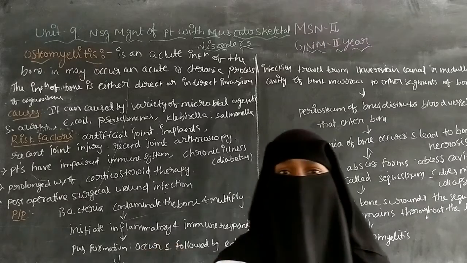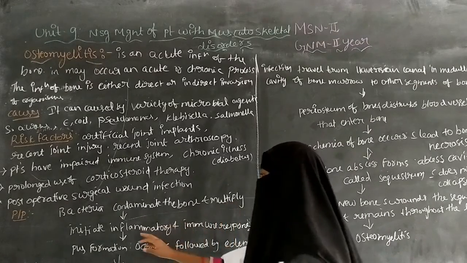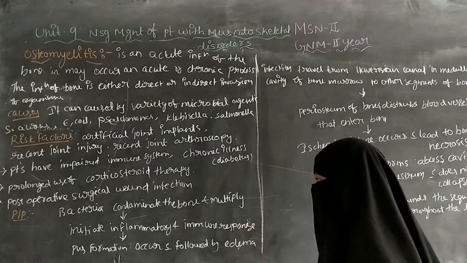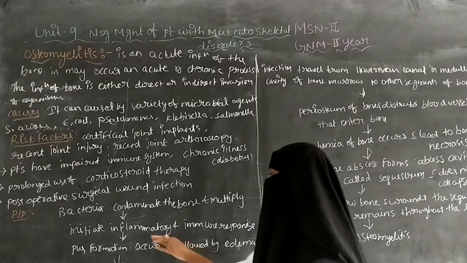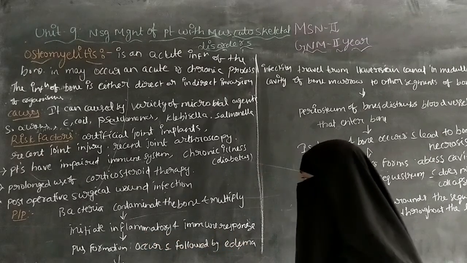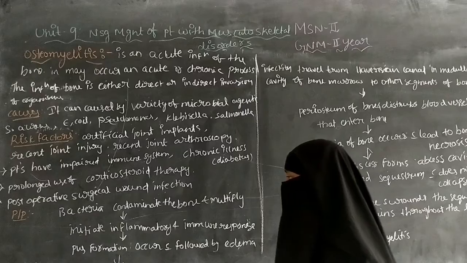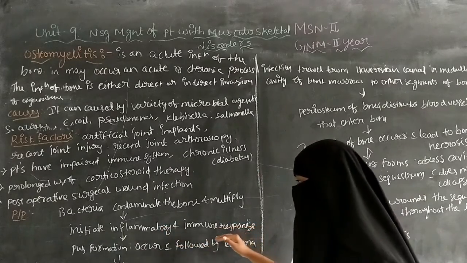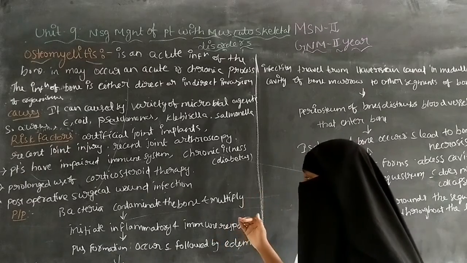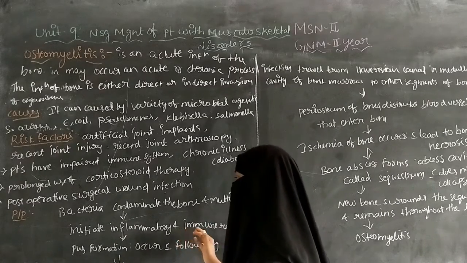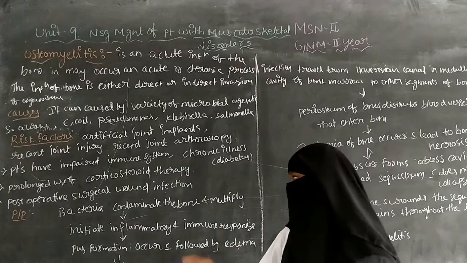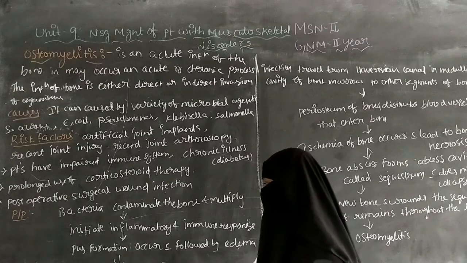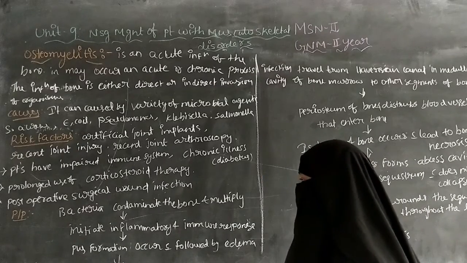There is an increase in the number of bacteria, which initiates the inflammatory and immune response. Because of the bacteria's entrance into the bone, the inflammatory and immune responses are initiated, and there is pus formation, which is followed by edema.